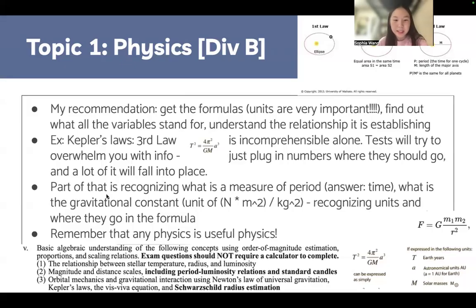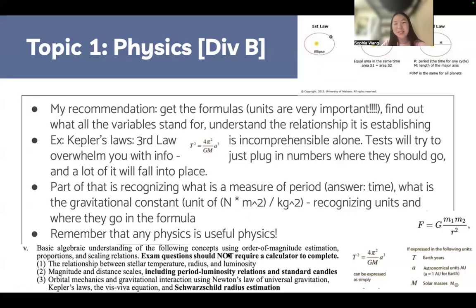The next point is that part of recognizing where to plug in numbers on a test is recognizing what a measure of period is or the gravitational constant. That one's units can get messy. Clearly, this is Newton meters squared over kilogram squared. That's not pretty, but recognizing units is really important because if the units don't work out, then you've done something wrong. And that's a really good sign that something's not working out right.